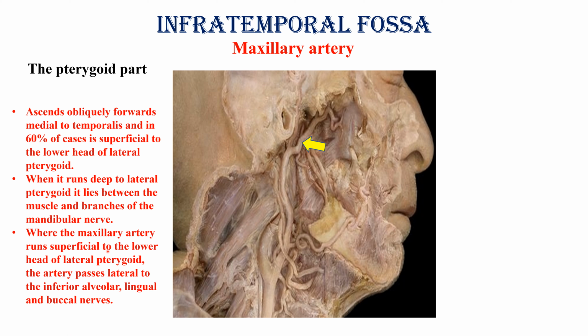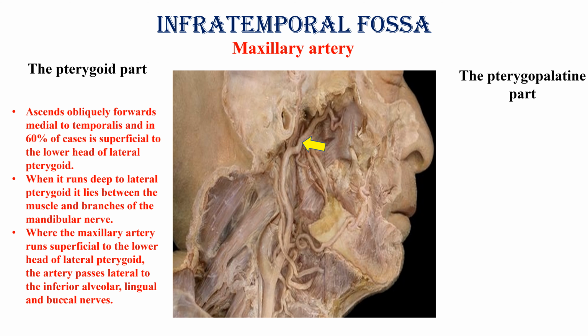Where the maxillary artery runs superficial to the lower head of lateral pterygoid, the artery passes lateral to the inferior alveolar, lingual, and buccal nerves. It is lateral, crossing those nerves, which are the inferior alveolar, the lingual, and the buccal, lateral or superficial to them.